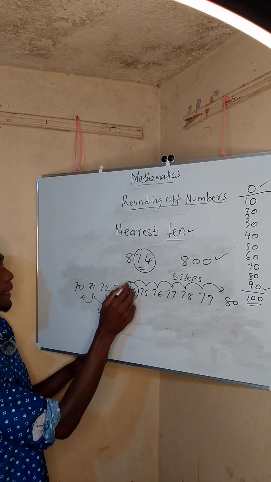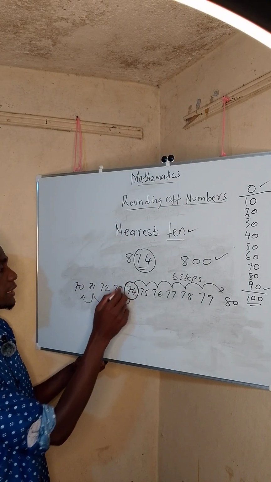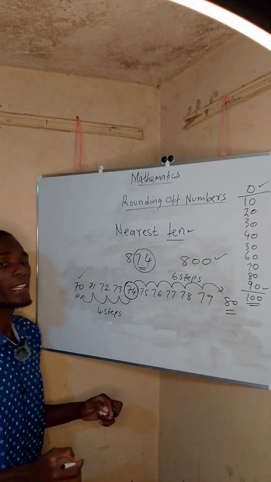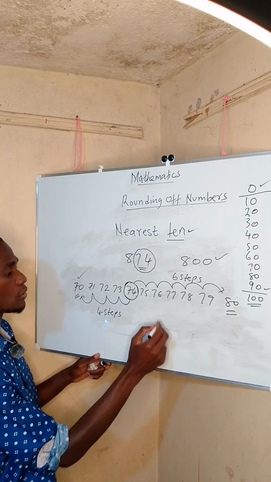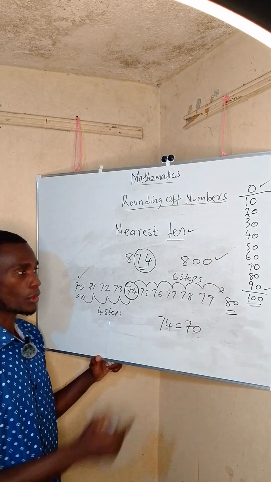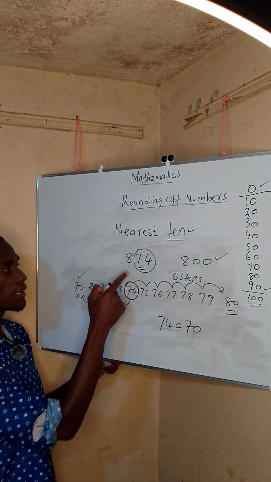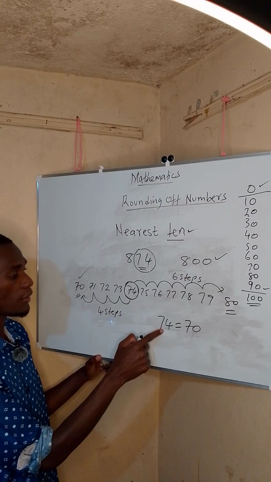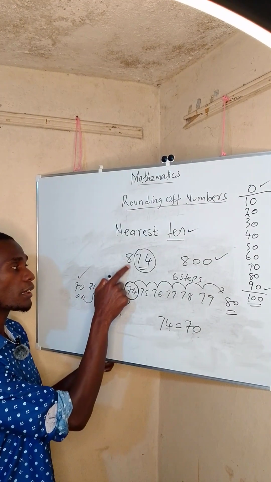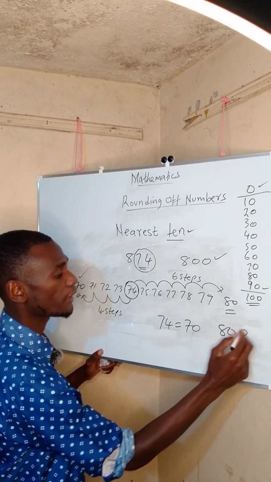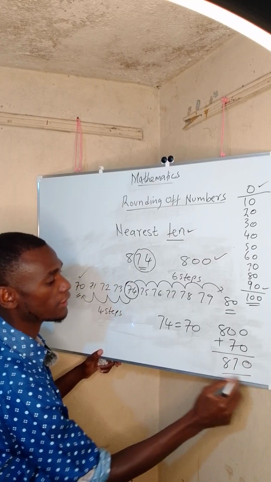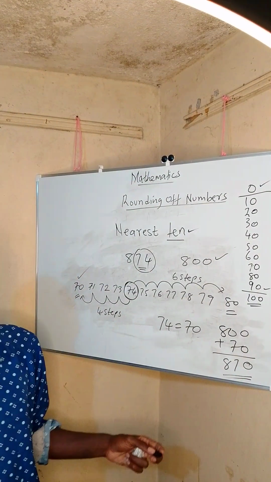So it means 74 is nearer to 70 than 80. So we pick the nearest number to whatever we have been given. So 74 rounded off to the nearest tens is 70. Don't forget, there was 800 somewhere. This thing was 874. It was not 74 alone. So don't say my answer is 74. Your answer is not 74. There was 800. So bring that 800, then add it to that 70. You will get a total of 870.